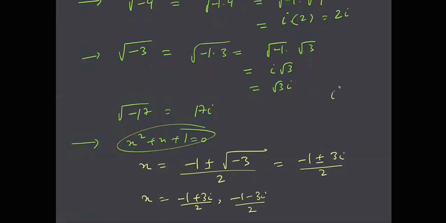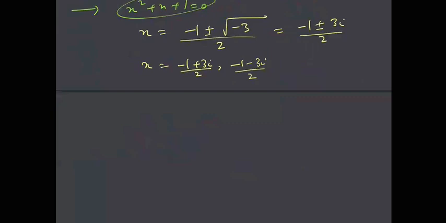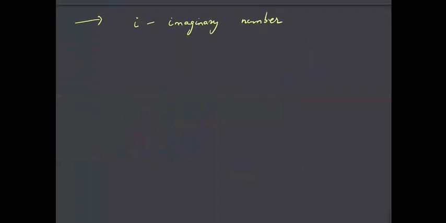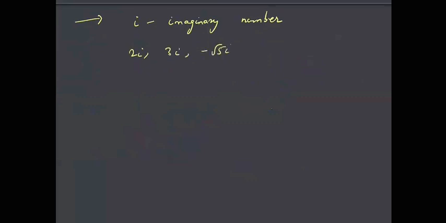Fine. So what is iota? It is nothing but iota square is minus 1. This is important. This is what you need to remember about iota. So iota is an imaginary number. Suppose if you have 2 iota or 3 iota or minus root 5 iota or root 5 iota, these are all purely imaginary numbers.